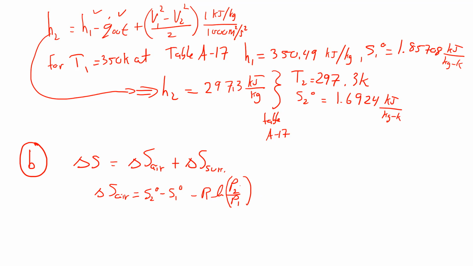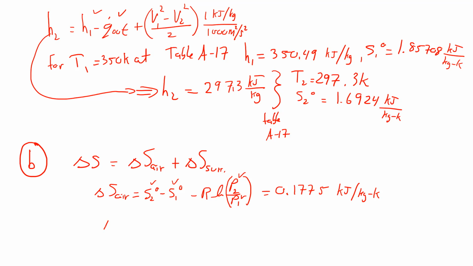So at this point, you have all your numbers. You have P1, you have P2, you have S2 naught and S1 naught. You can plug in your numbers, and you would get a total entropy change of just the ideal gas of 0.1775 kilojoules per kilogram Kelvin.